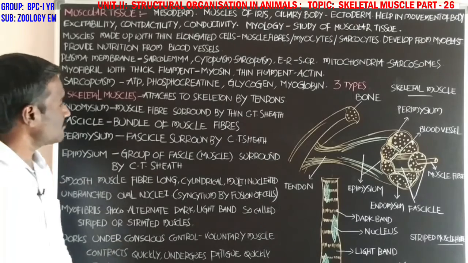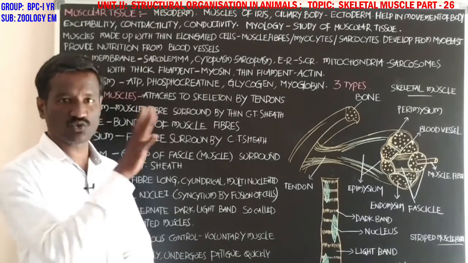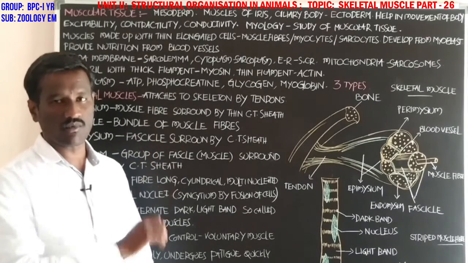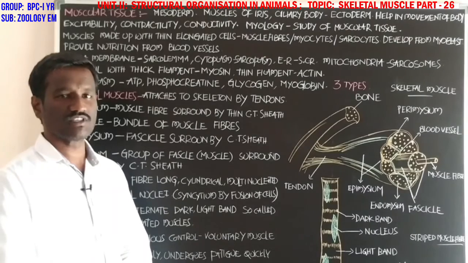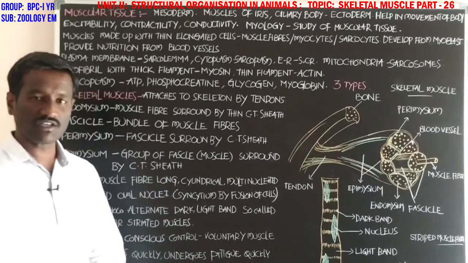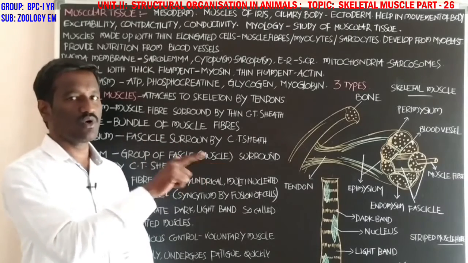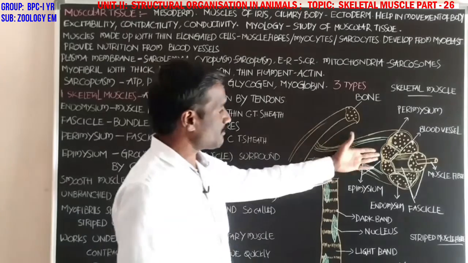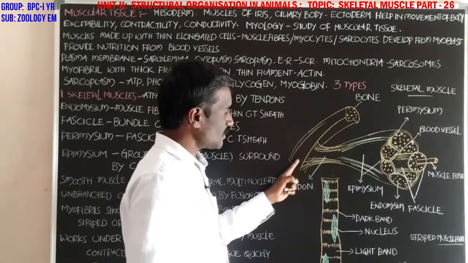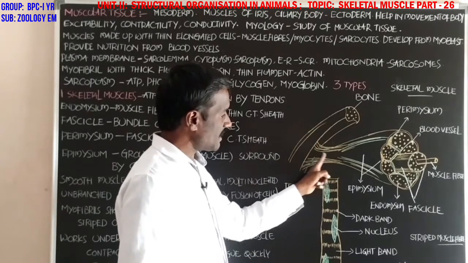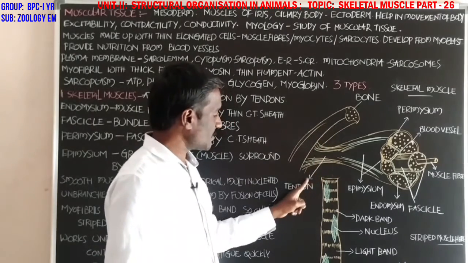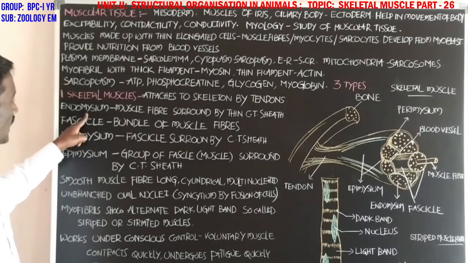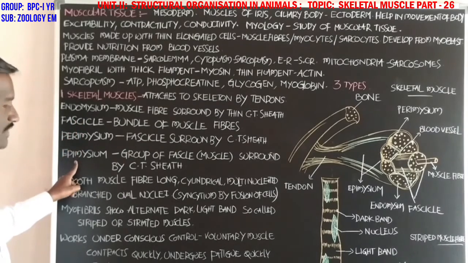Skeletal muscle attaches to the bones, the skeletal parts in the body; hence it is named skeletal muscle. Skeletal muscle attaches to the bone by the help of a dense connective tissue sheath called a tendon. Okay, students. Next, what about the endomysium, fascicle, perimysium, epimysium?